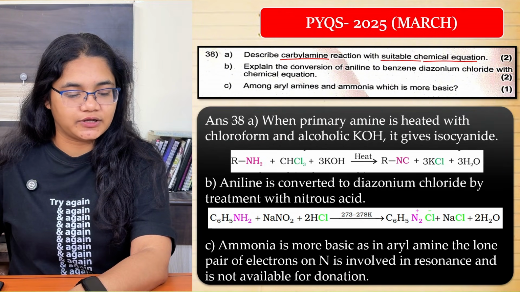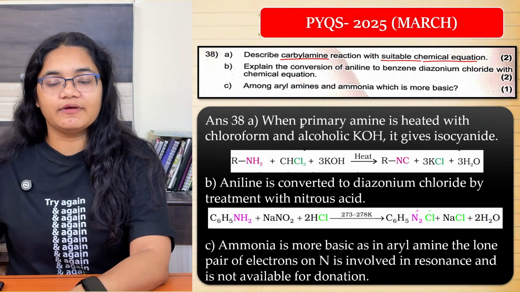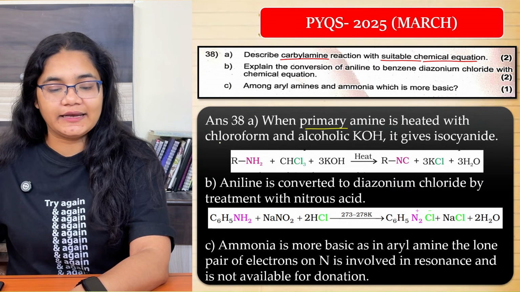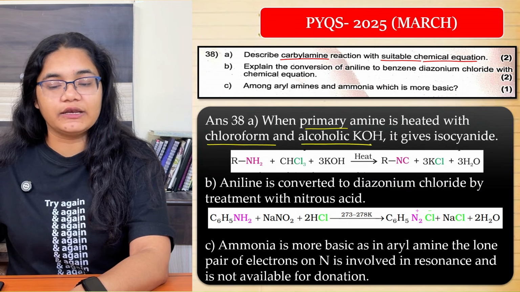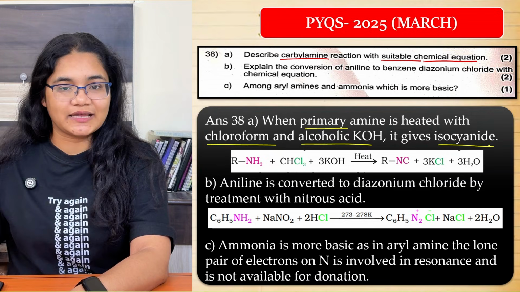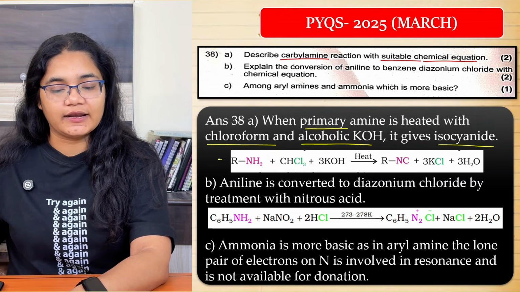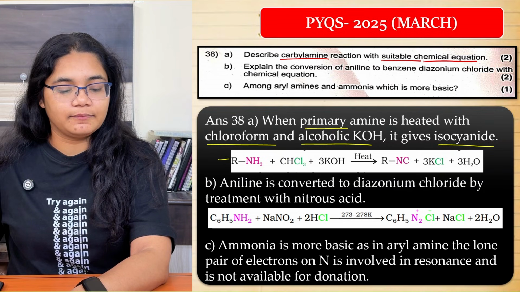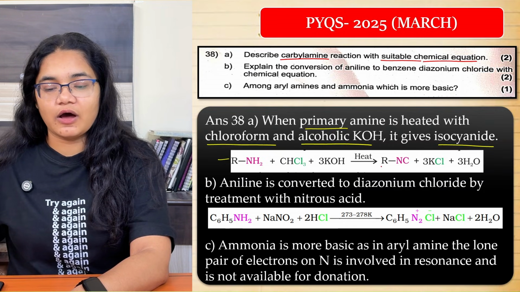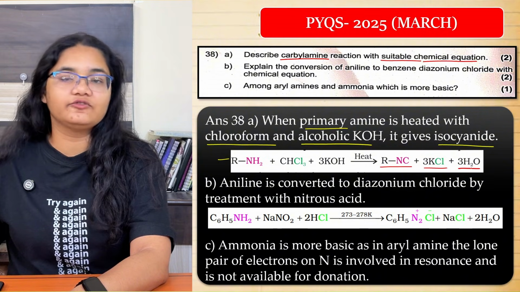I'll just change the color of the ink. Now you can see when primary amine is heated with chloroform and alcoholic KOH, it gives you isocyanide, and this reaction is called the carbylamine reaction. You can see here RNH2 plus CHCl3 plus KOH gives you RNC plus KCl plus water.